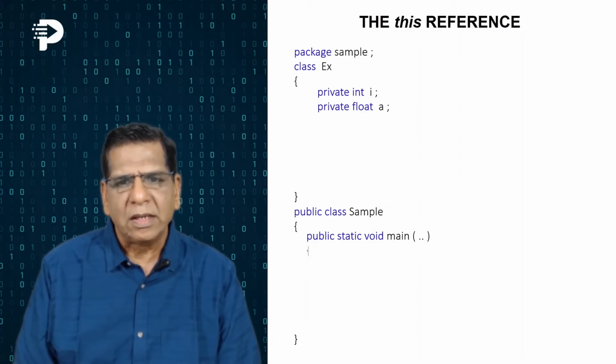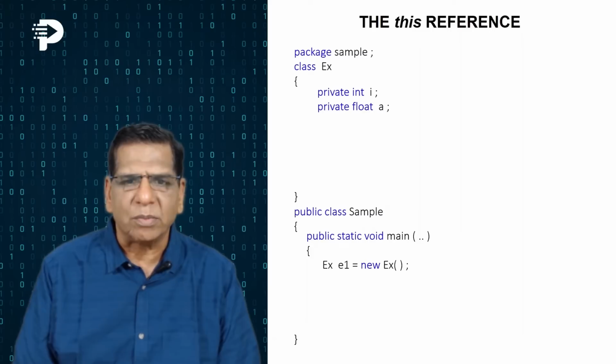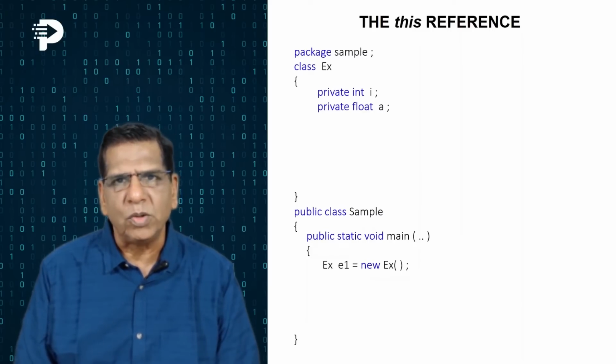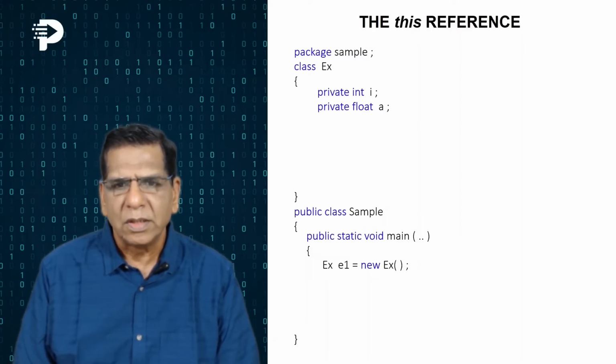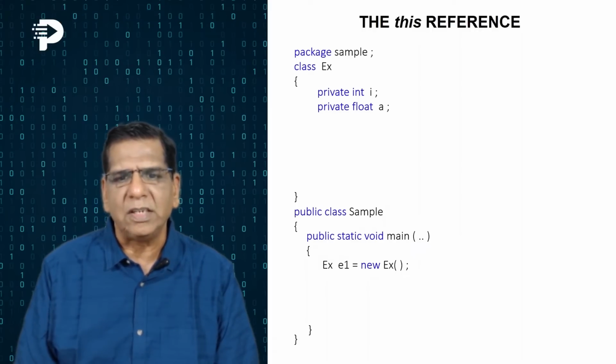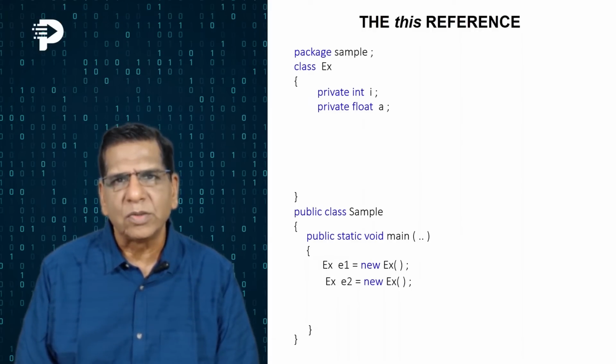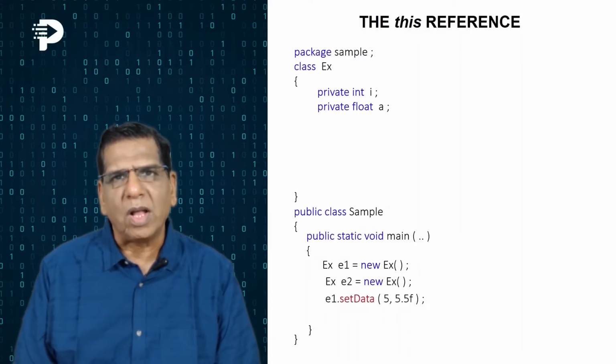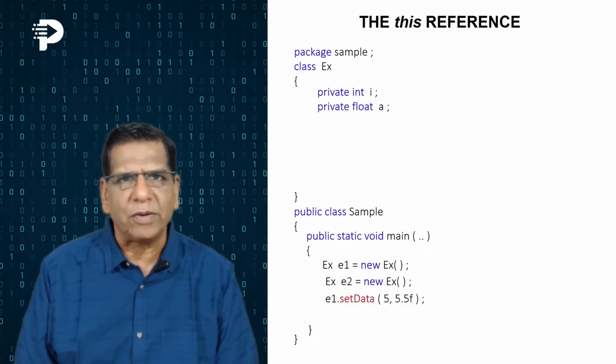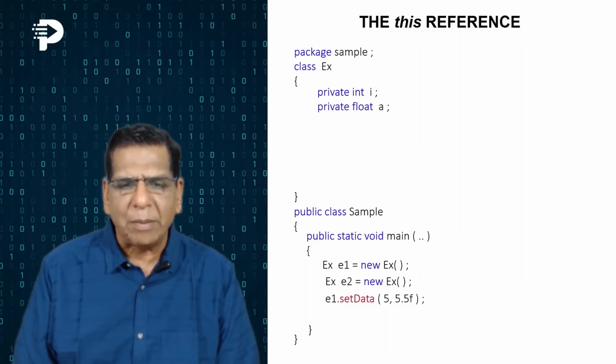And then I would create a new EX object by saying EX E1 equal to new EX. The way I have created one object, I can create one more object by saying EX E2 equal to new EX. So two objects we have created. And then we are going to call the set data function and pass to it 5 and 5.5f. I am making the call using the E1 object.